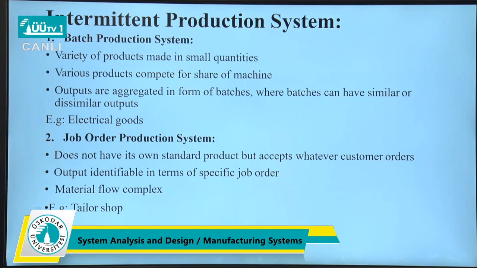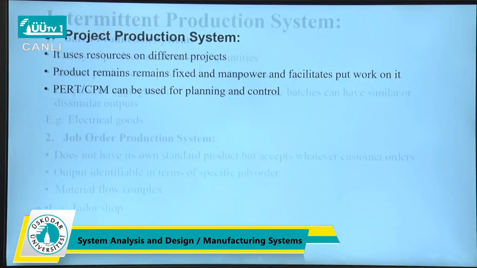And the job order production system does not have its own standard product, but accepts whatever customer orders, and the output is identifiable in terms of specific job order, and the material flow is complex in the job order production system. A tailor shop can be given as an example for the job order production system.